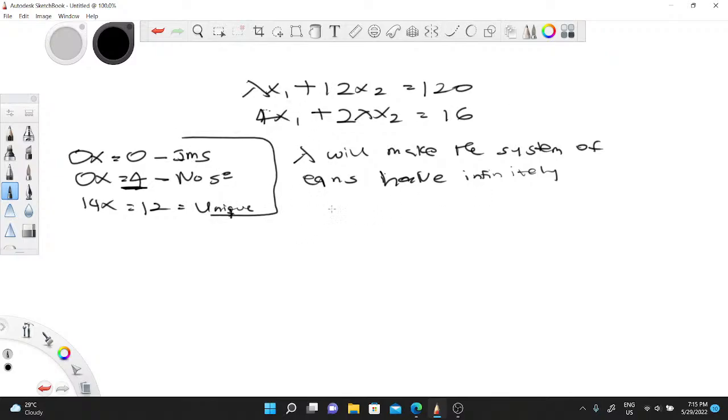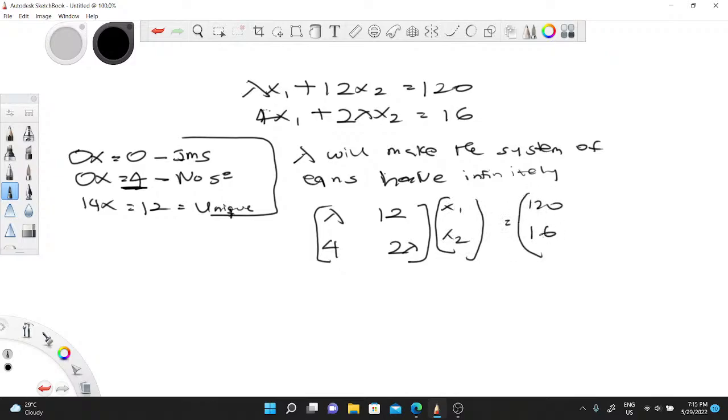So how would you solve this? We'll still go the previous way. Lambda 12, 4, 2 lambda, times x1, x2 is equal to 120, 16. So they're asking what value of lambda would have it. So you obviously know what will happen, right?